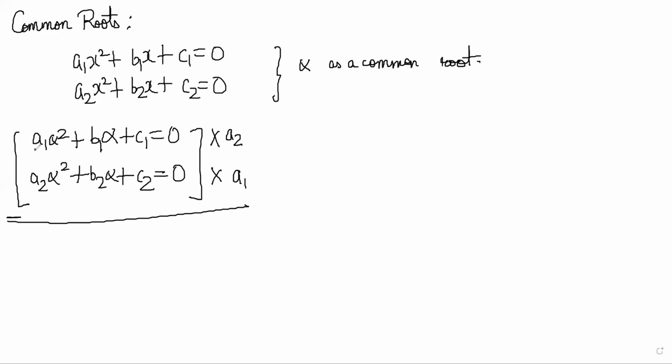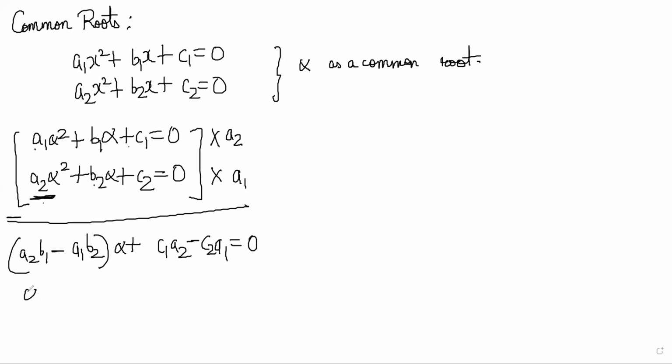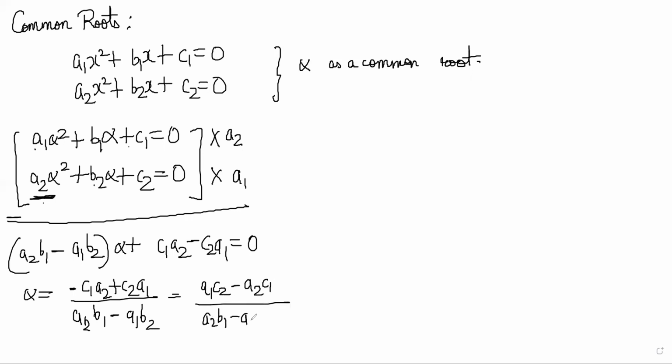If I multiply this by a2, this becomes a1 a2 alpha square, and you subtract a1 a2 alpha square here. So that cancels out, and you get a2 b1 alpha minus a1 b2 alpha, plus c1 a2 minus c2 a1 is equal to 0. So therefore alpha can easily be solved as a1 c2 minus a2 c1 by a2 b1 minus a1 b2 as my alpha. So that is the first part of the solution.